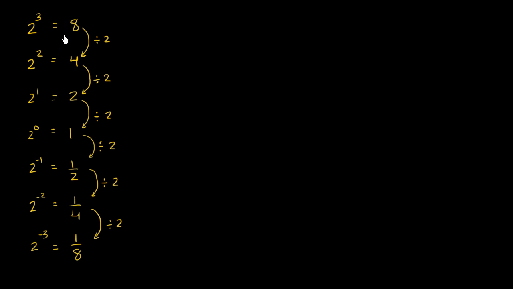So once again, another way to think about why negative exponents are about taking reciprocals. Taking something to the negative exponent is equivalent to 1 over taking that same base to the positive exponent.